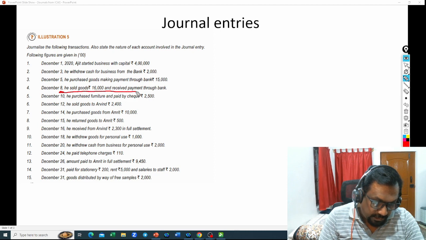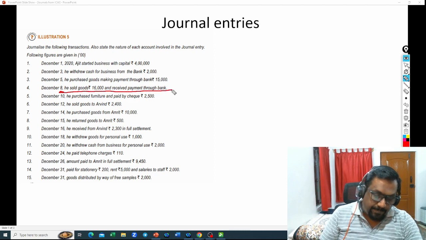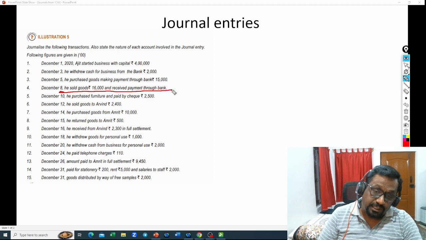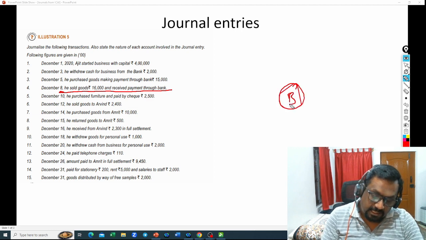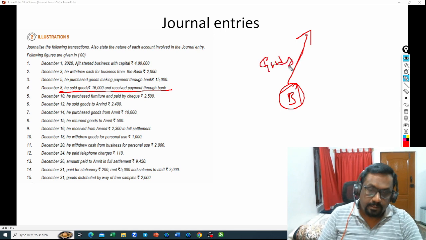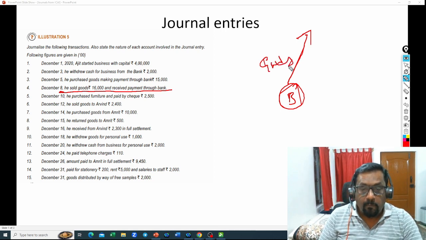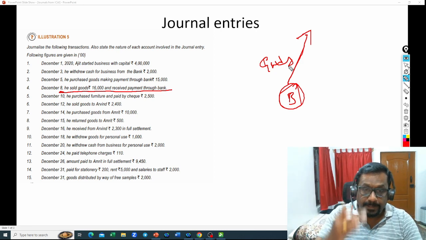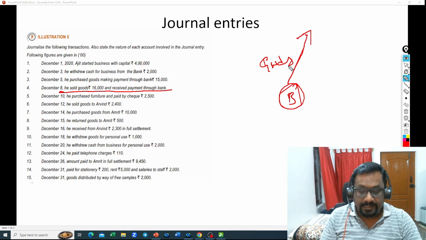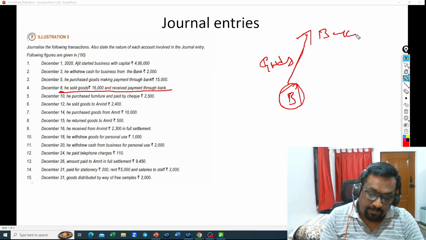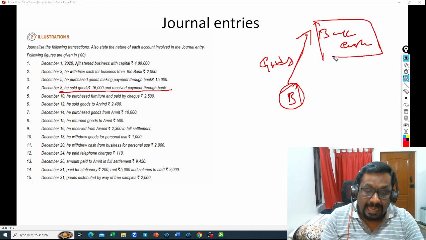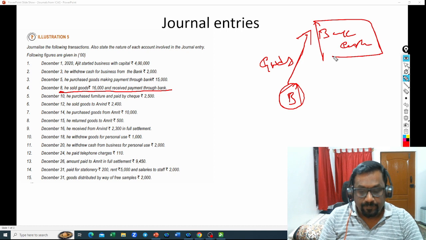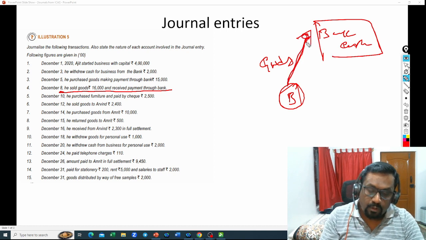He sold goods 16,000 and received payment through bank. He, in the sense Ajit, sold goods. When he sold goods, what goes out? Goods. Amount received by whom? The customers paid the amount directly to the banker. So the banker is the receiver of the cash, not goods. Banker received the amount from the customers and goods has gone to the customer's account.